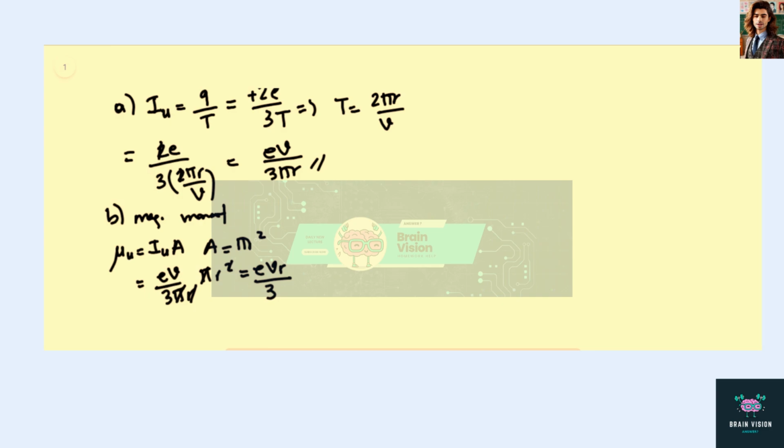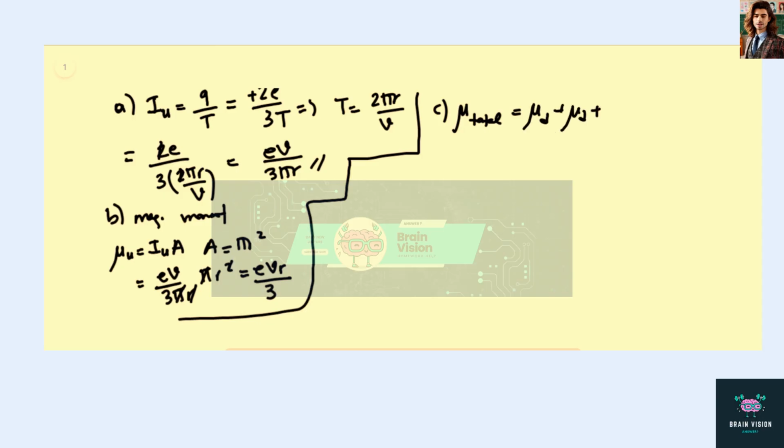In part C, we're asked to calculate the total magnetic moment of the system, since we have 2 down quarks and 1 up quark. Mu down plus mu up is going to give us the total magnetic moment of the system, which means we need to figure out what the magnetic moment is of a down quark using pretty much the same logic that we used in part A.